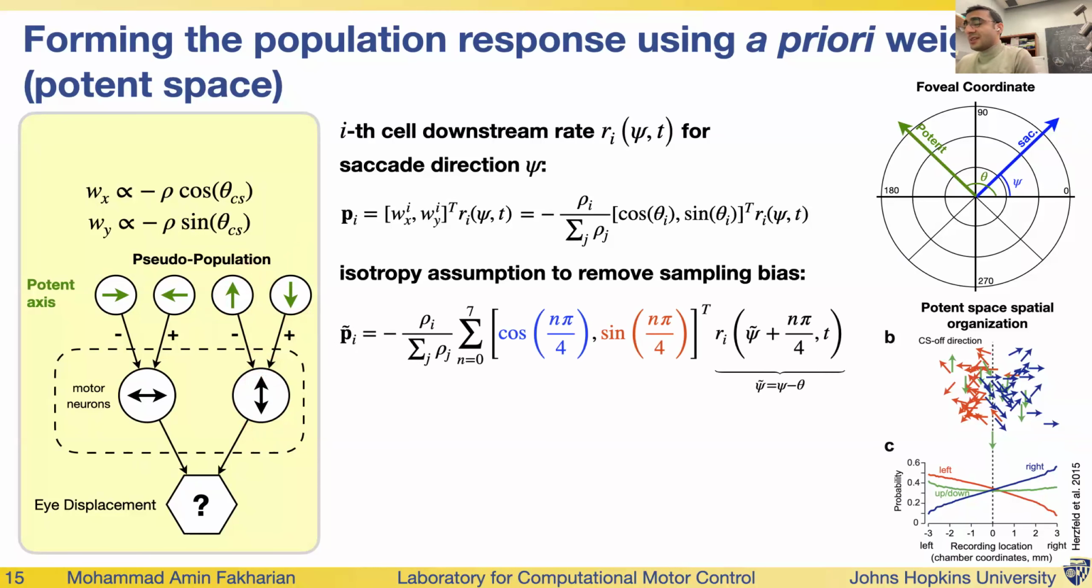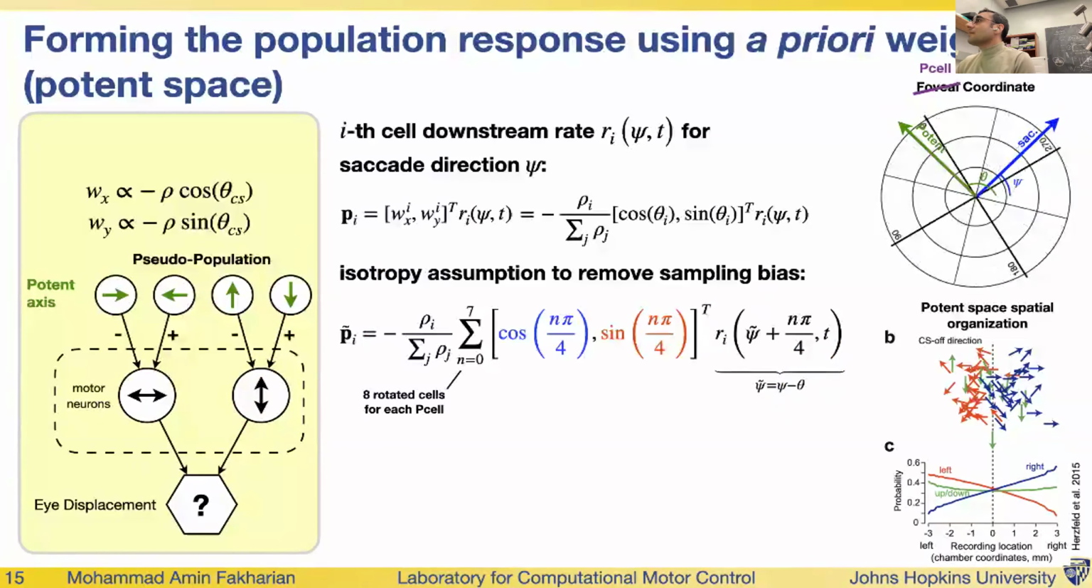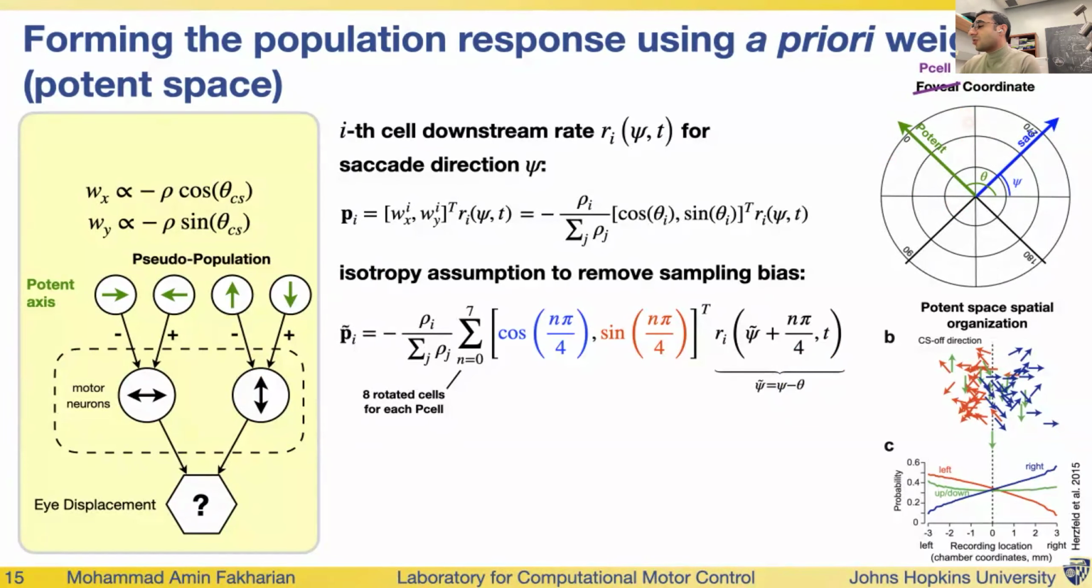And if you formulate this after a little bit of change of variables, what you're going to see is that this population response does not depend independently on the saccade direction and the potent direction, but it depends on the tilt, which is the difference between the saccade direction and the potent axis. In fact, it means that you just need to do a rotation in your coordinate system to shift it to the Purkinje cell coordinates instead of the foveal coordinates. And this would be ψ minus θ.